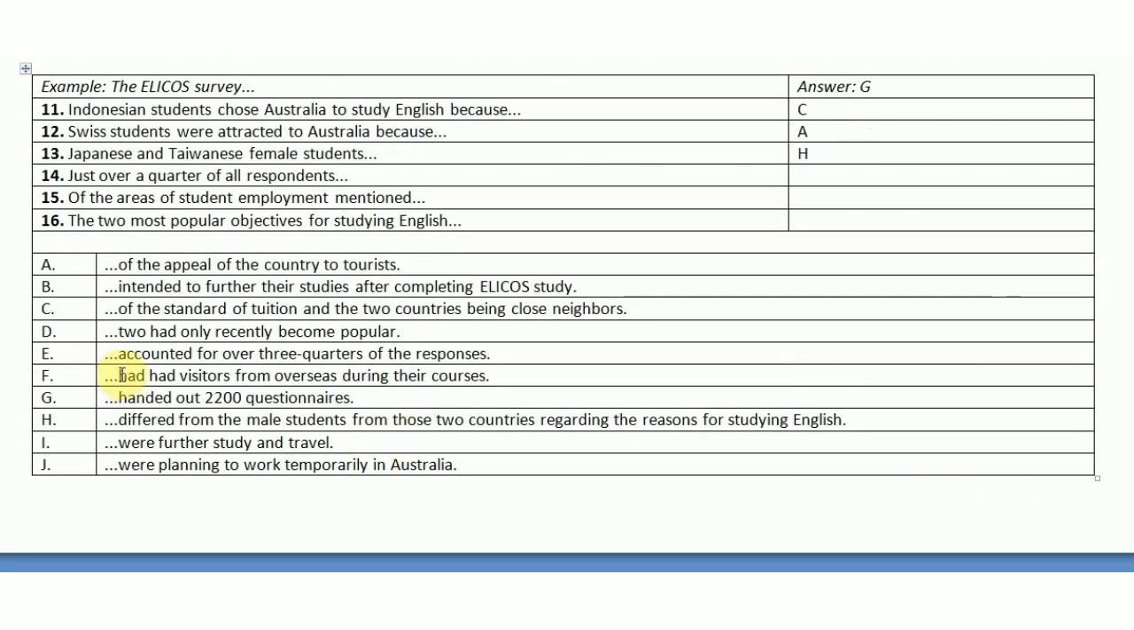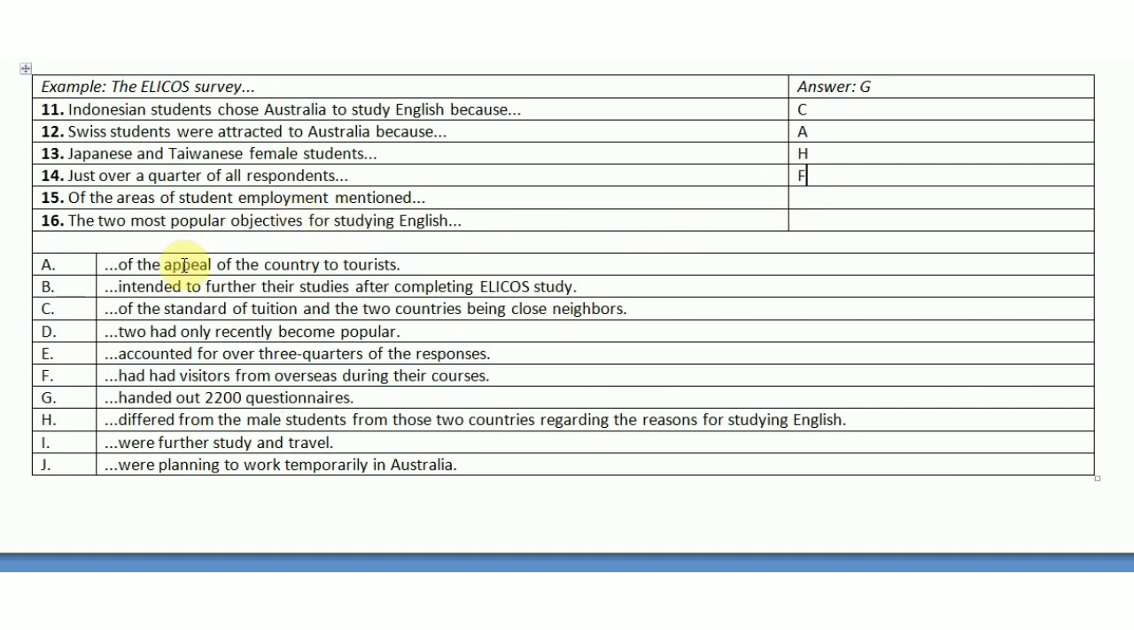Yes, had visitors from overseas during their courses. Just over a quarter of all respondents had visitors from overseas during their courses. It can be family or friends from overseas. So definitely the answer is going to be F.